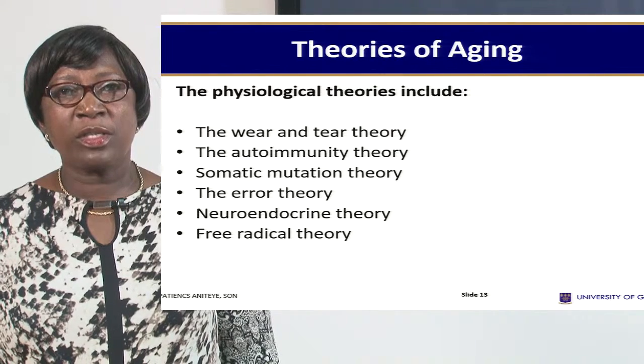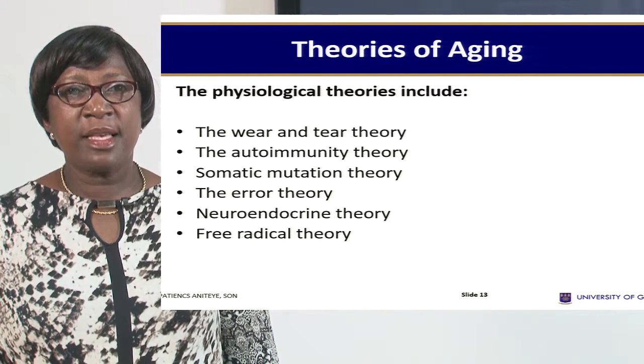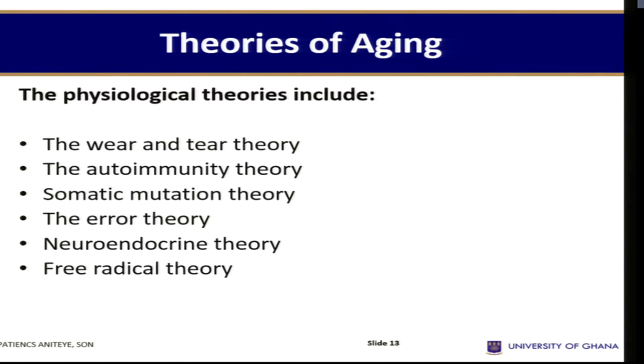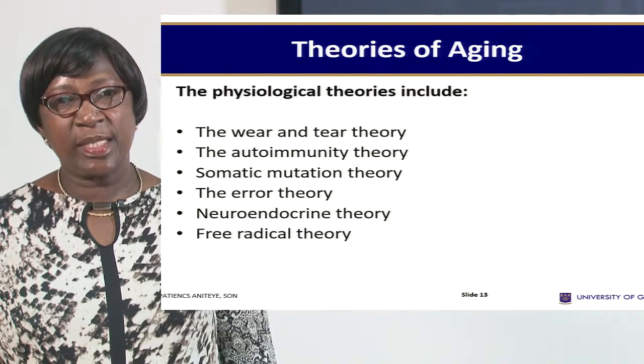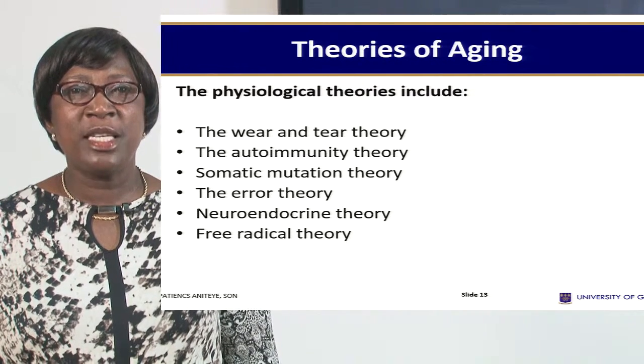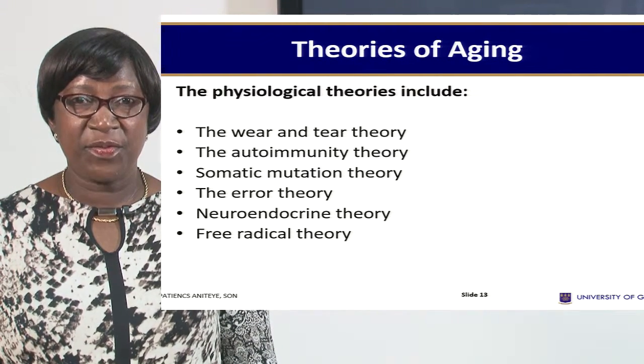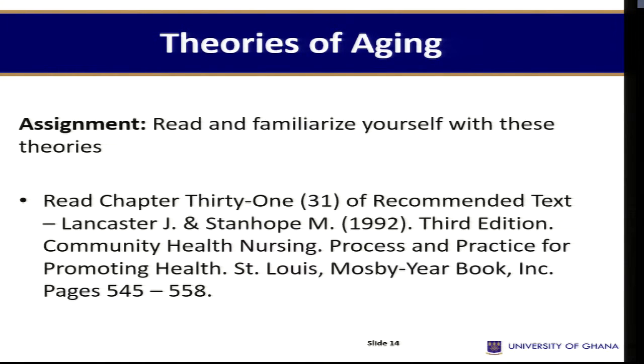We have said that there are also physiological theories, and these include the wear and tear theory, the autoimmunity theory, somatic mutation theory, the error theory, the neuroendocrine theory, and the free radical theory. I wouldn't bother you to go into all these theories. Just know that they exist. But you need to know the theories I have discussed previously. I must say that you have to read and familiarize yourself with all these theories, okay? But focus more on the first 3 theories.